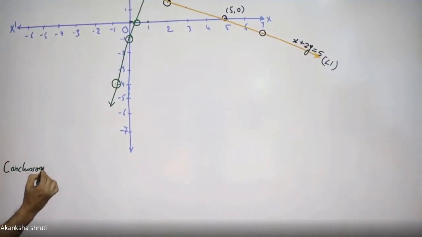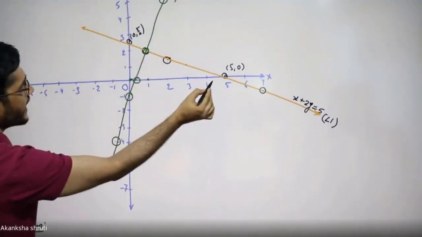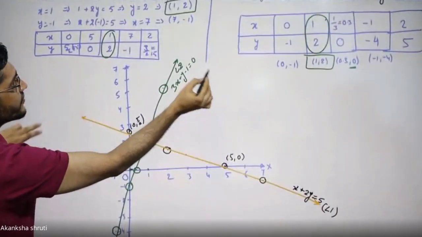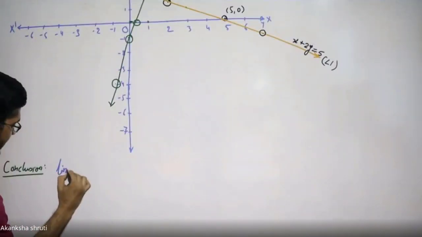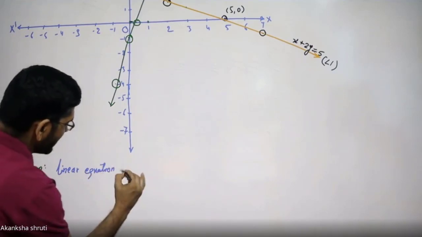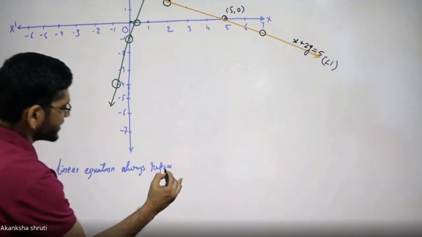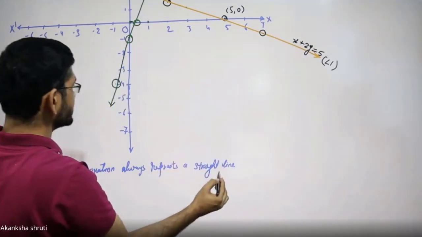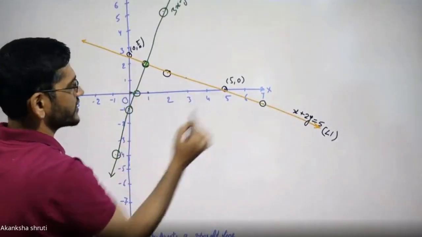These are important. The first thing is that this straight line we are obtaining is for linear equations only. So write: a linear equation in two variables always represents a straight line. So a linear equation is always represented on the graph as a straight line.